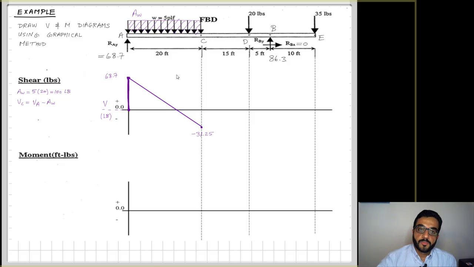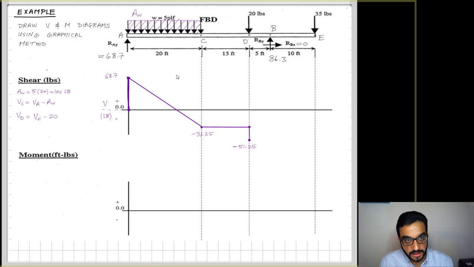After that, I look at my next point of interest. The next discontinuity point is D, and between C and D there is nothing different happening in terms of the load. It's just a segment of the beam that carries no loads. So my shear goes straight horizontal until I hit the load of 20, because I'm moving from left to right. If a load goes down, I hit it, and it's a point load of 20, so I go by 20 pounds downwards, from negative 31.25 to negative 51.25.